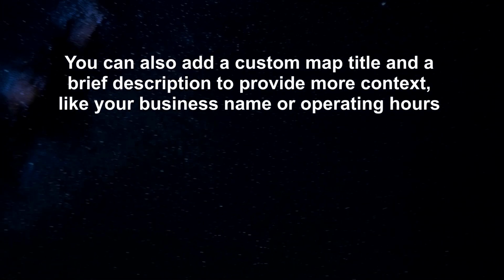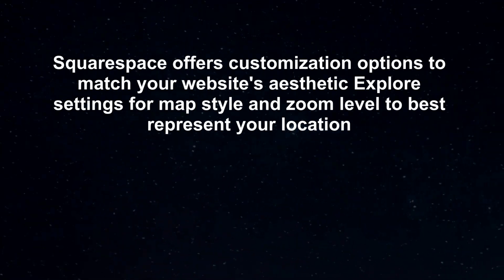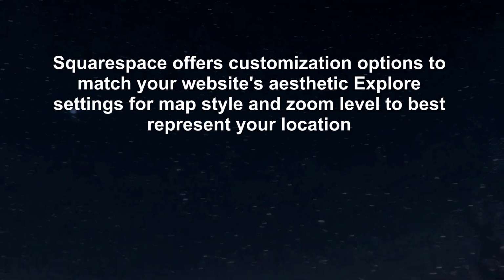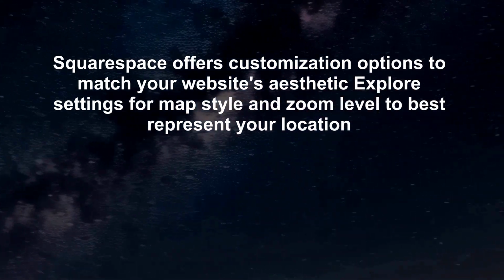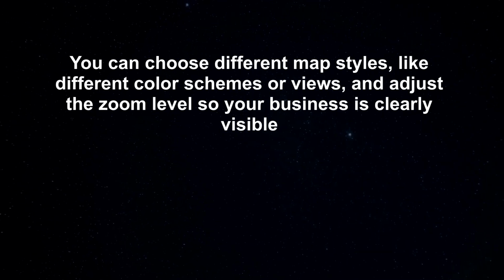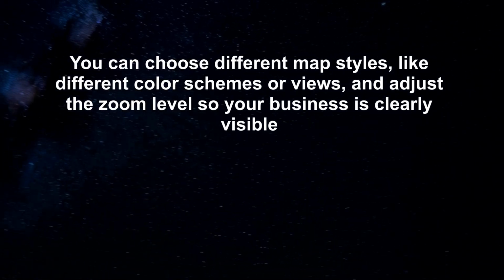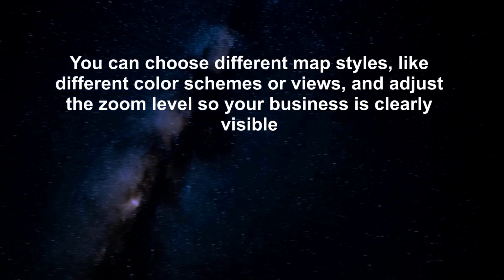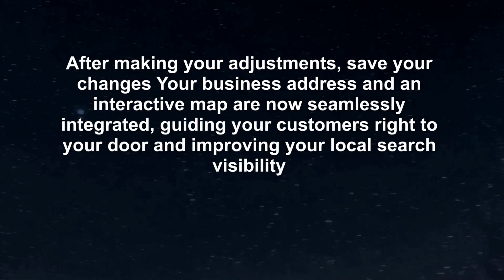Squarespace offers customization options to match your website's aesthetic. Explore settings for map style and zoom level to best represent your location. You can choose different map styles, like different color schemes or views, and adjust the zoom level so your business is clearly visible. After making your adjustments, save your changes.